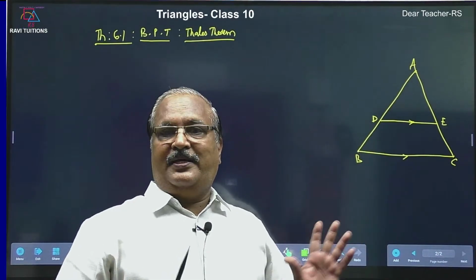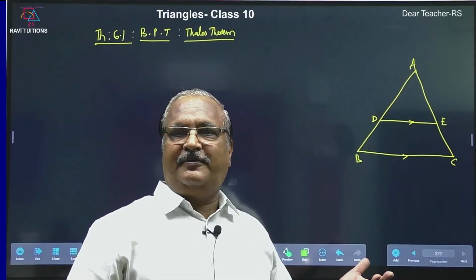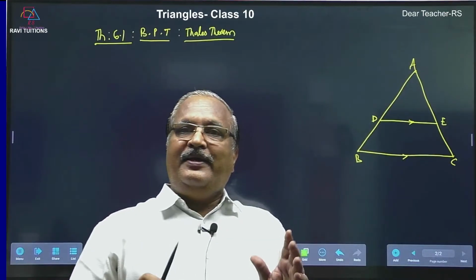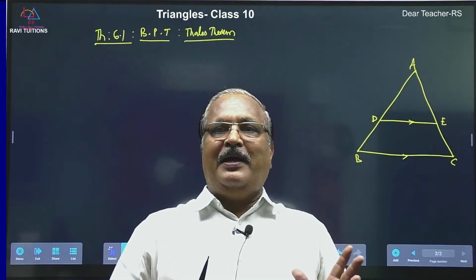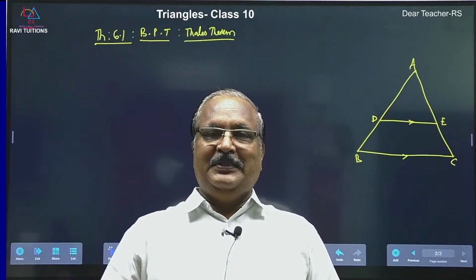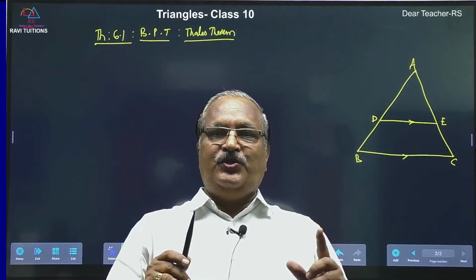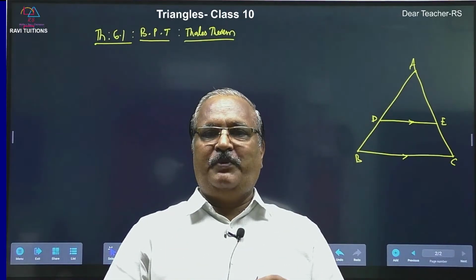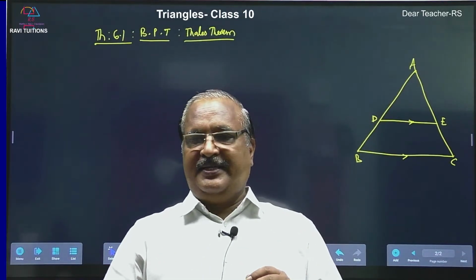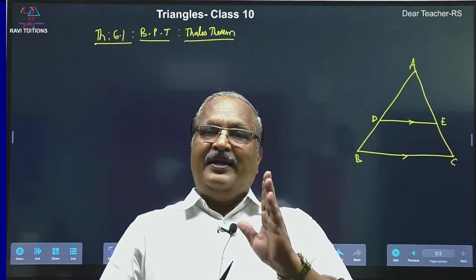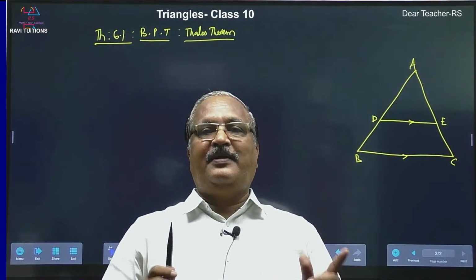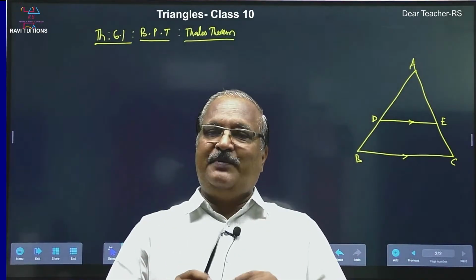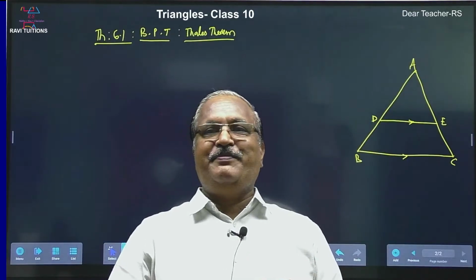So this is the theorem. How to write the statement? Statement is also very important. A line drawn parallel to one side divides the other 2 sides in the same proportion or same ratio. Proportion and ratio are both the same. So if a line is drawn parallel to one side, it divides the other 2 sides in the same proportion. This is the statement.